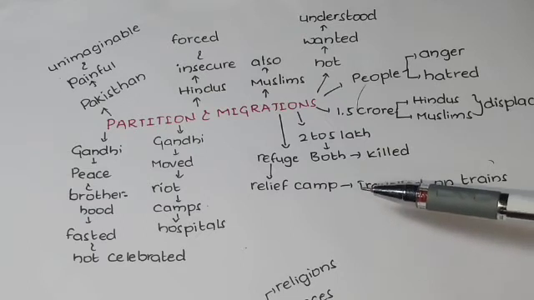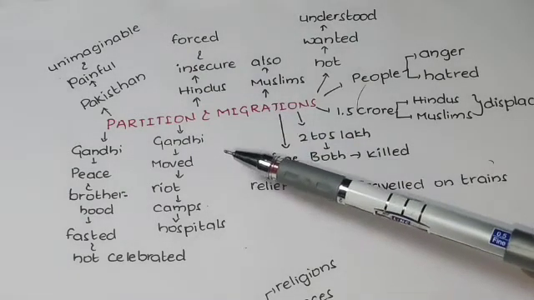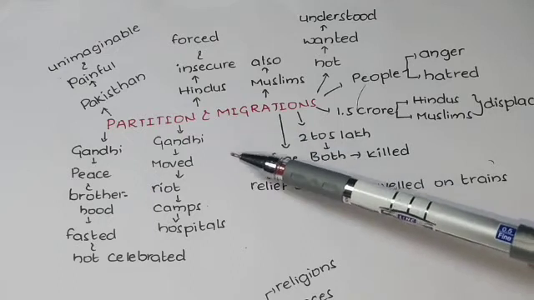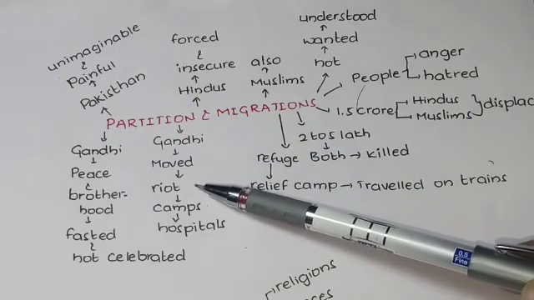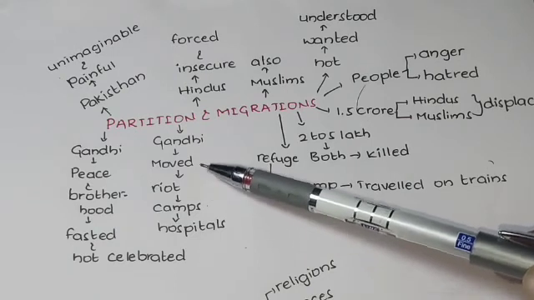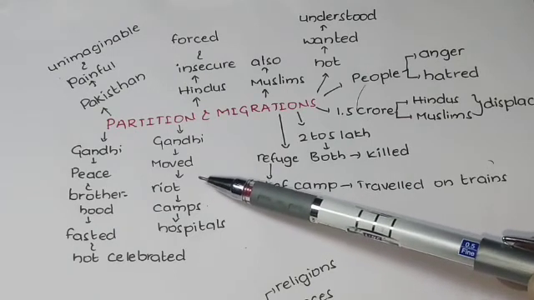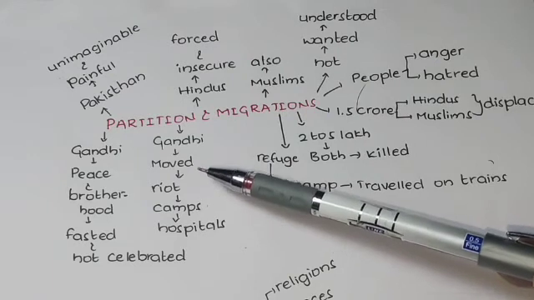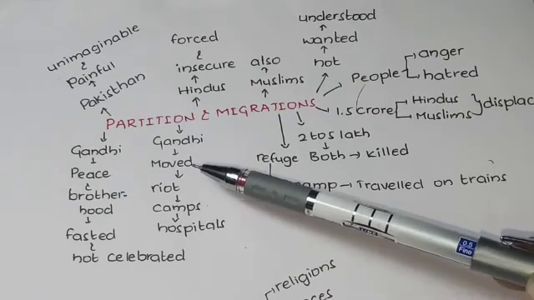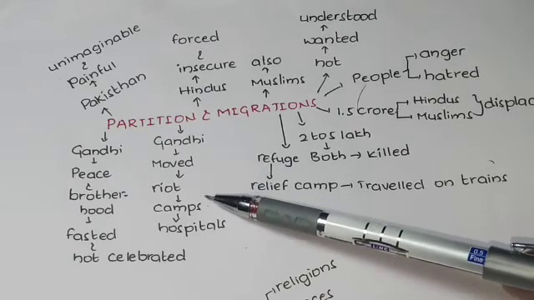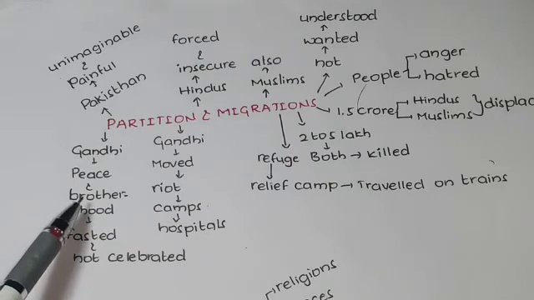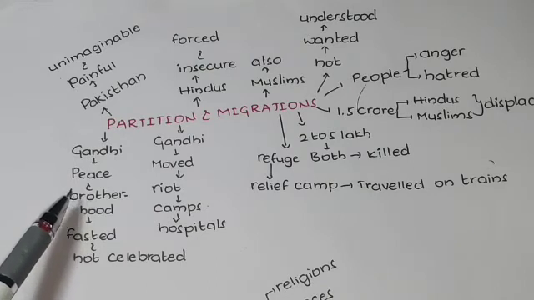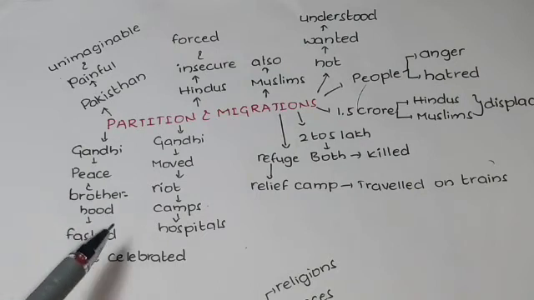In these situations, Mahatma Gandhi moved amongst the riot-hit people. Wherever the violence was happening, he started moving there. He wanted to control it and to give the message of peace and brotherhood. He visited camps and hospitals. His main aim was to bring back peace and create brotherhood. And he did not feel happy.